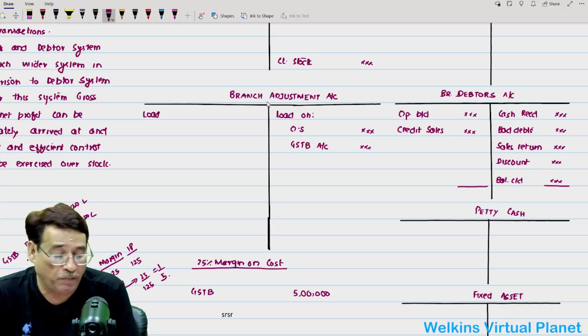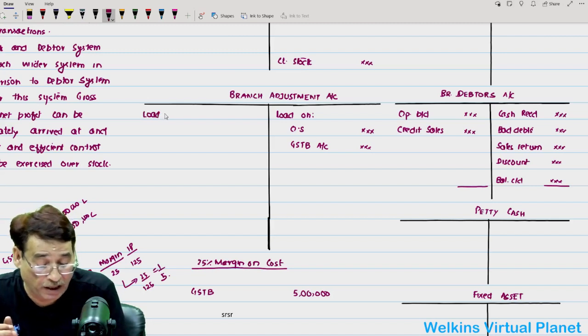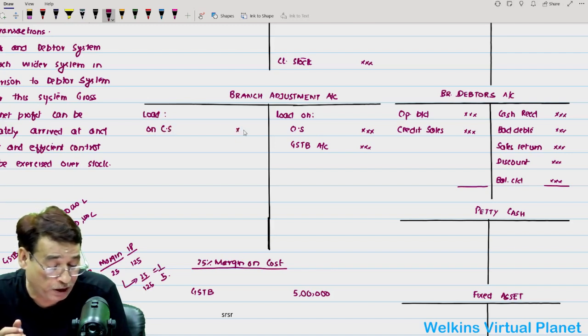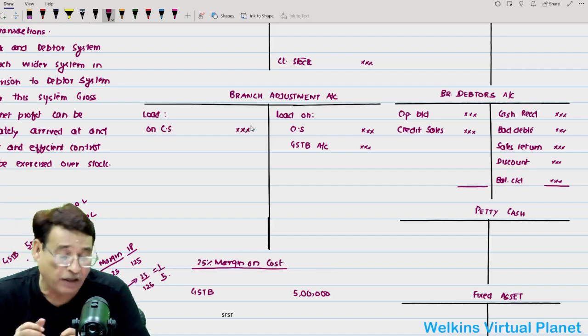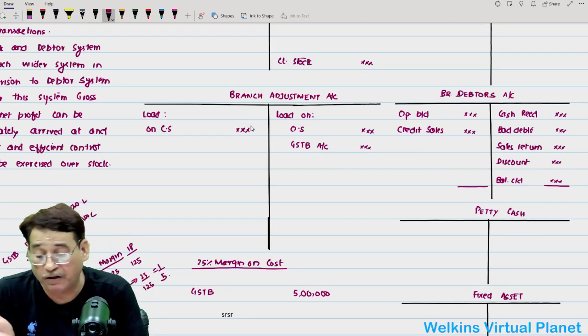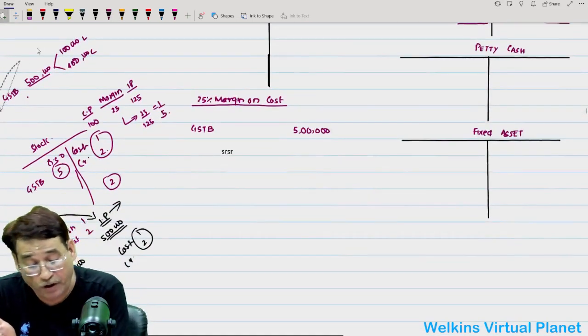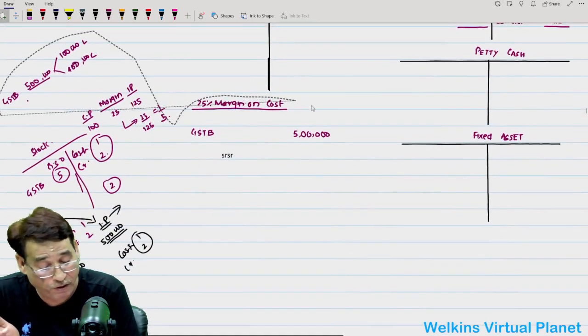In this particular method, whatever loading is there, you are going to put it towards the debit side, opposite side, that is in the branch adjustment account. So I will write here loading on closing stock. So on closing stock, whatever loading is there, we are going to simply put it over here. Is it clear to you or not? Till up to this point, I think the thing should be absolutely clear. And let me take the liberty of you to actually write off all these things.